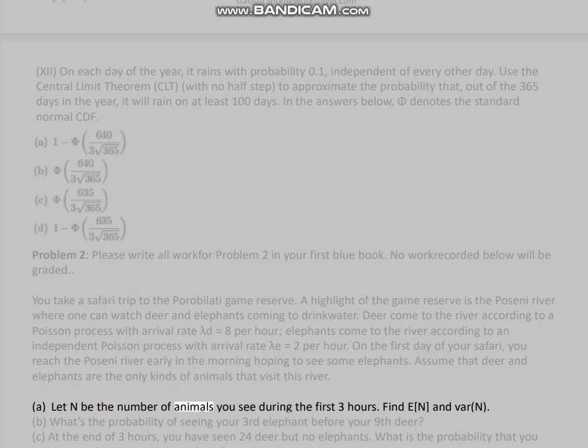A. Let N be the number of animals you see during the first 3 hours. Find E[N] and Var(N). B. What's the probability of seeing your third elephant before your 9th deer?